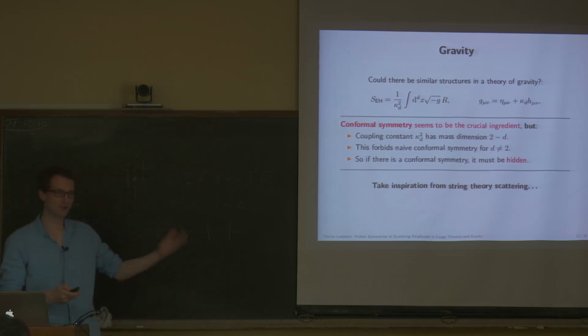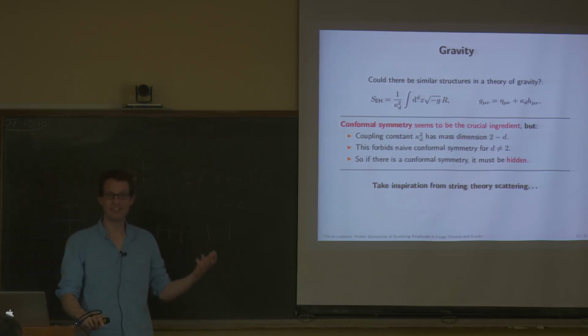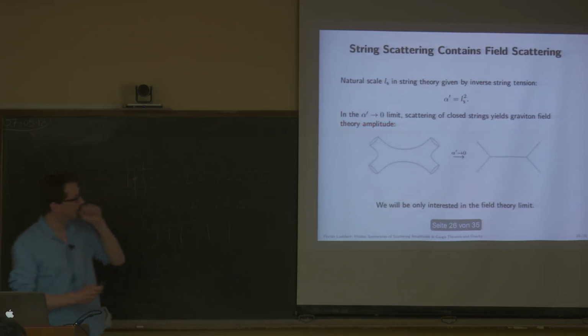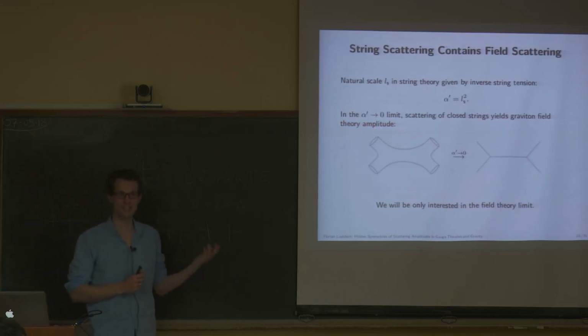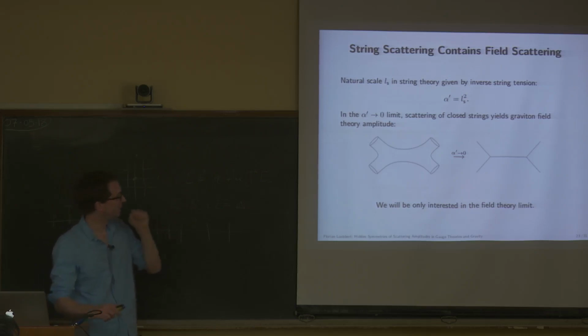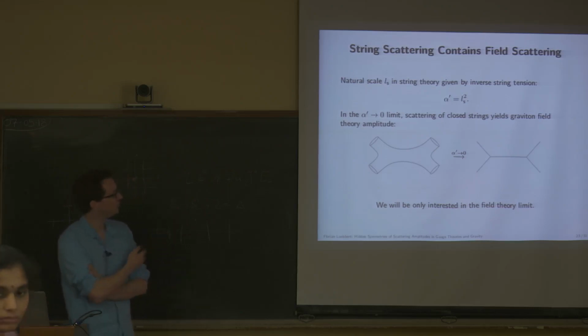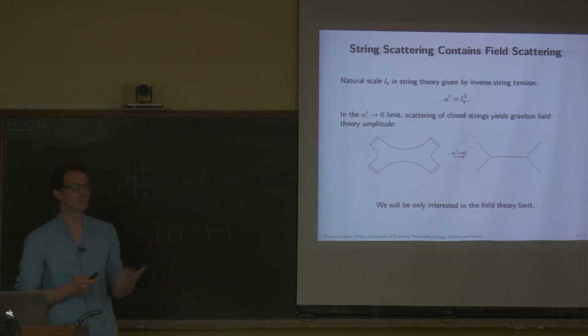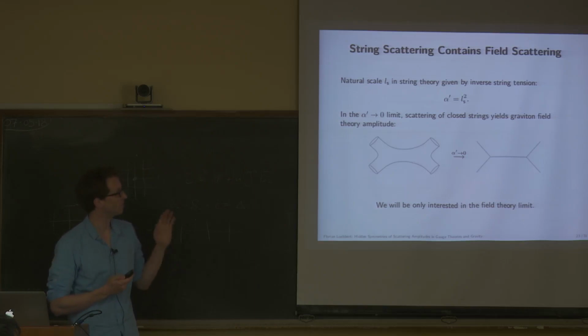You would not get the idea to show that Einstein gravity is conformal if you don't have any hints for this. And the hints that I want to discuss here come from string theory, even though eventually I will be only interested in field theory scattering amplitudes, so in graviton scattering in Einstein field theory. The relation is given by taking the inverse string tension alpha prime to 0, so that I can also deduce statements about field theory scattering. So this slide is just to motivate that I'm really interested in the field theory scattering and not in any string scattering.